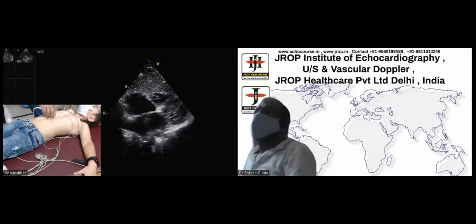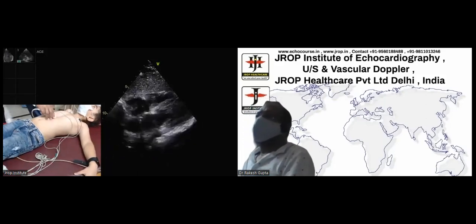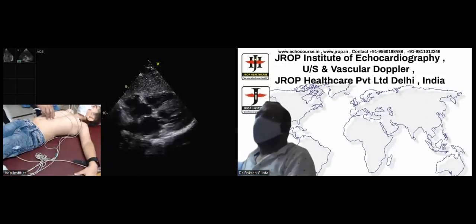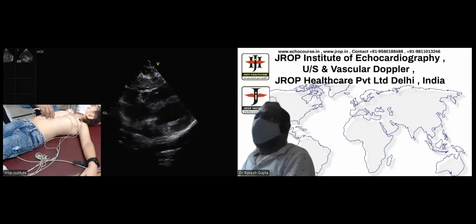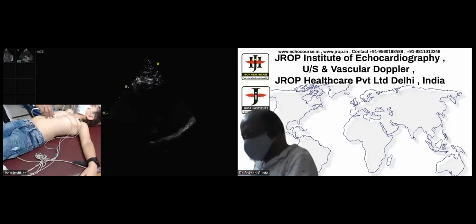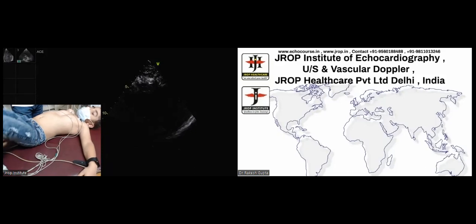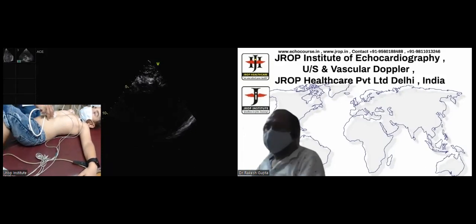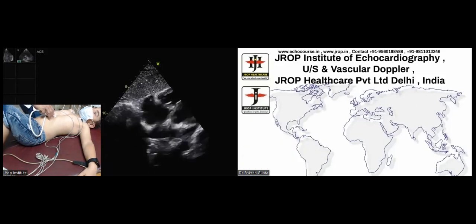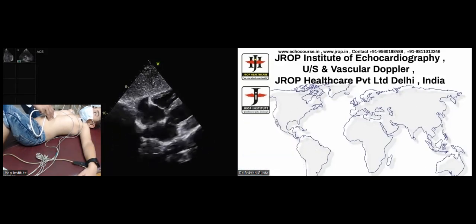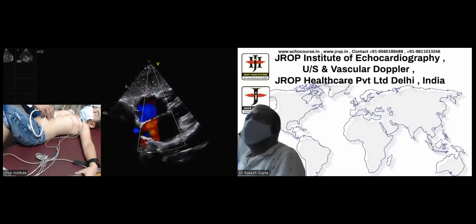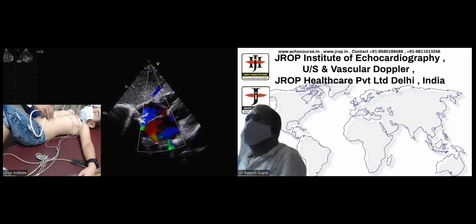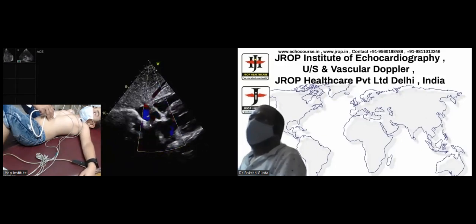This is the 4-chamber view. This is known as the subcostal window, 4-chamber view, with a color mode look. Five more minutes, we are done. No shunt. So we say there is no shunt across.